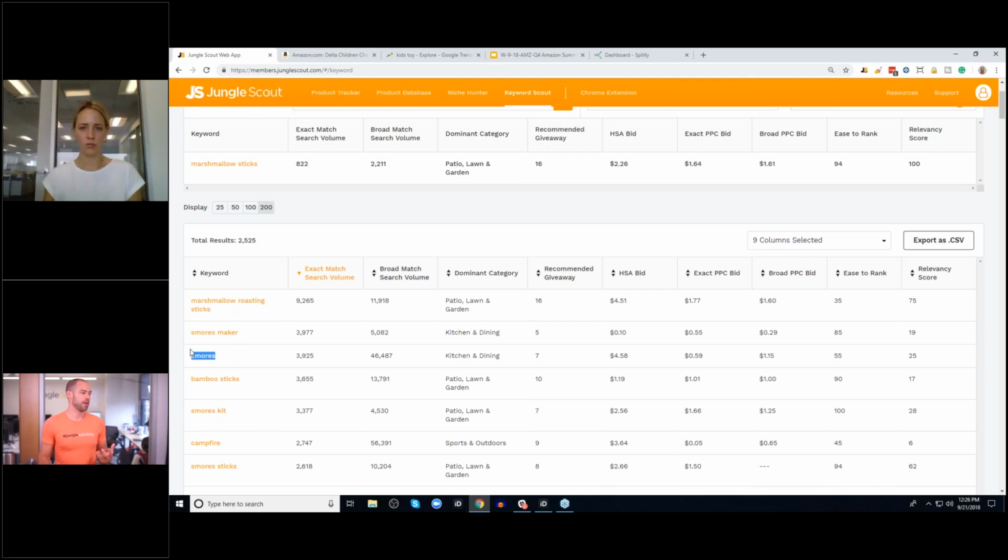So for example, s'mores would probably do pretty well on broad match. As a reminder, with broad match, I could search for s'mores stick or kit for s'mores. I can put words before or after it, and that still counts as a broad match search. Some people are searching for just s'mores, about 4,000 per month. But about 46 or 47,000 times per month the word s'mores is used in a search term with words before or after it.